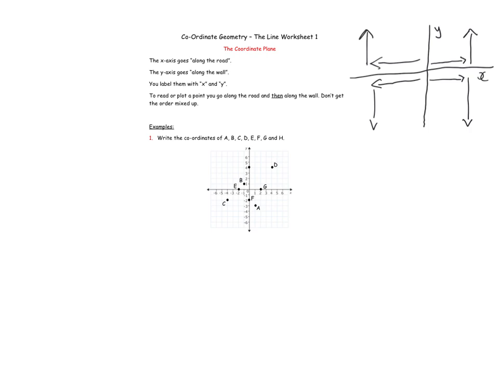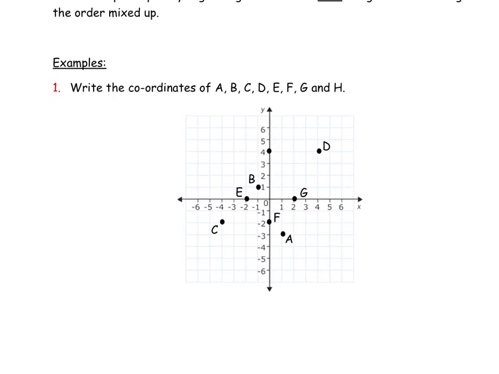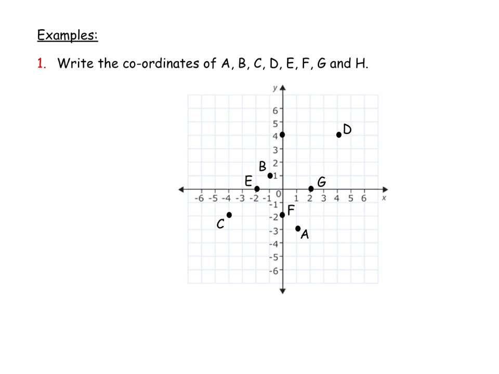So I'm just going to zoom in here so that it's a bit easier to see. Example number 1 says, write the coordinates of A, B, C, D, E, F, G, and H. We're going to start with A. Remember that the first thing you do is you go along the road. The road here goes out from 0 towards 6 and onwards on the x-axis. So we're going along 1, and then we're going down 3, so it's minus 3.